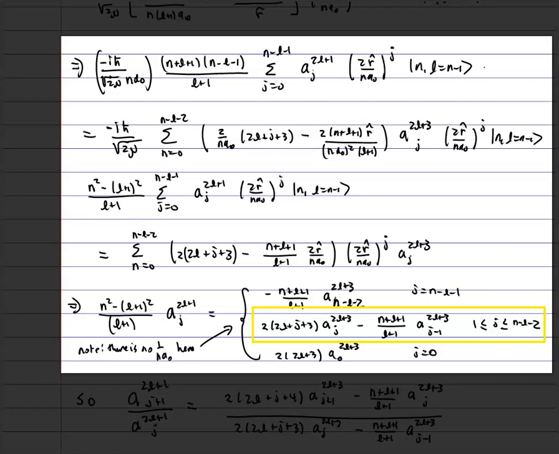And then you have to work a little bit carefully to get the edge cases: the case where j is equal to 0, where one of those terms does not contribute, and the case where j is equal to n minus l minus 1, where again, one of those terms does not contribute.